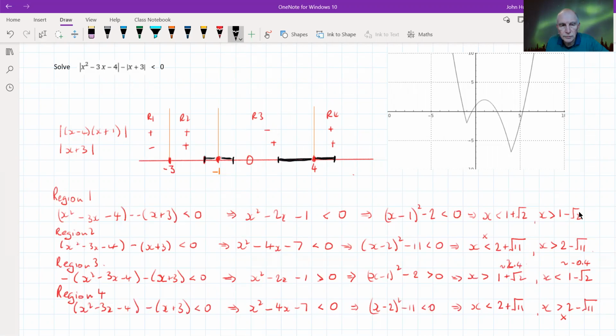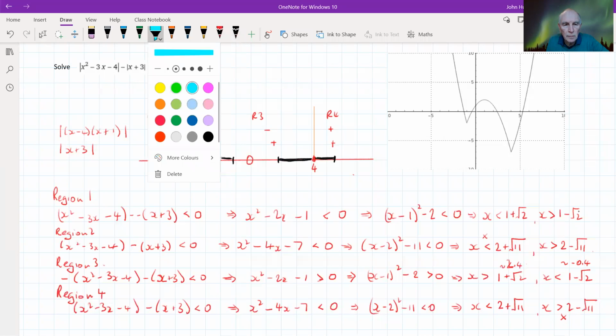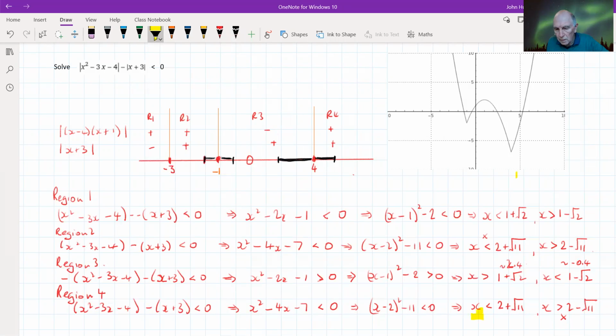We can say, with a little bit of color coding, this is a solution here. We've got 2 solutions in region 3. We've got 1 solution in region 2. We've got no solutions in region 1. So basically, we just have to write this out in the appropriate form. X is less than, and so on. And we can see that actually it corresponds quite nicely to our graph.